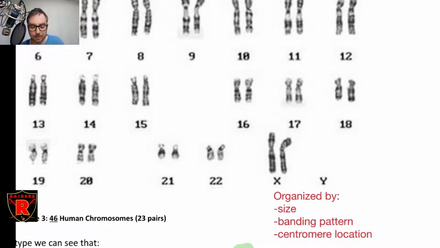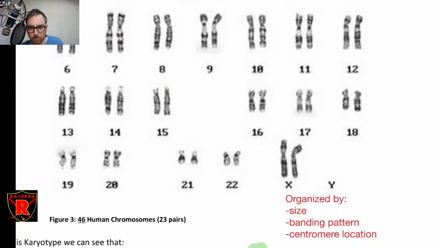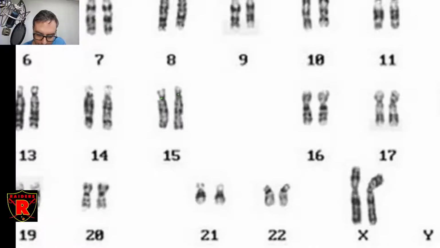Then if they're the same size, and it can be difficult to see their size especially when you get to really small ones, and 16 and 17 are relatively similar in size, then you look at the banding pattern. And then if the banding pattern is very similar, then you look at the centromere location. So the centromere is the little part right here on each of these. Here's the centromere here. It's where the chromosomes are attached when you replicate them.